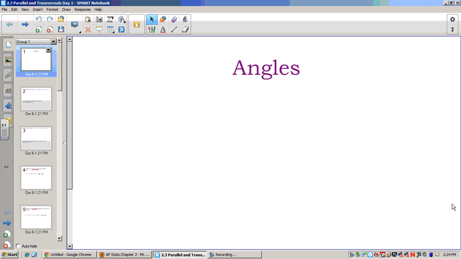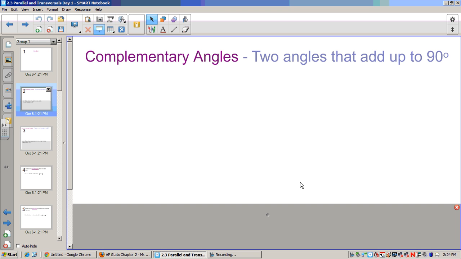Hello, today's lesson is going to be about angles. The first type of angle we're going to learn about are complementary angles. These are two angles that add up to 90 degrees. There's a couple ways we can see them.